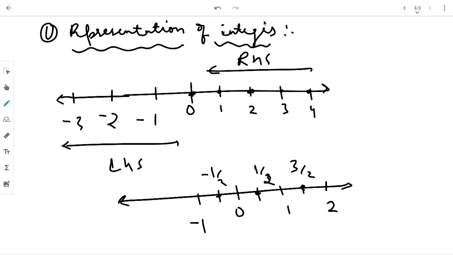They are all rational numbers. So this is the representation of rational numbers. Rational numbers can be represented by the same points on the number line. First step is to draw a line, mark a point which represents 0 and identify these points. 1 by 2 comes between 0 and 1. 3 by 2 comes between 1 and 2. -1 by 2 comes between -1 and 0. So these are the representation of rational numbers on the number line.